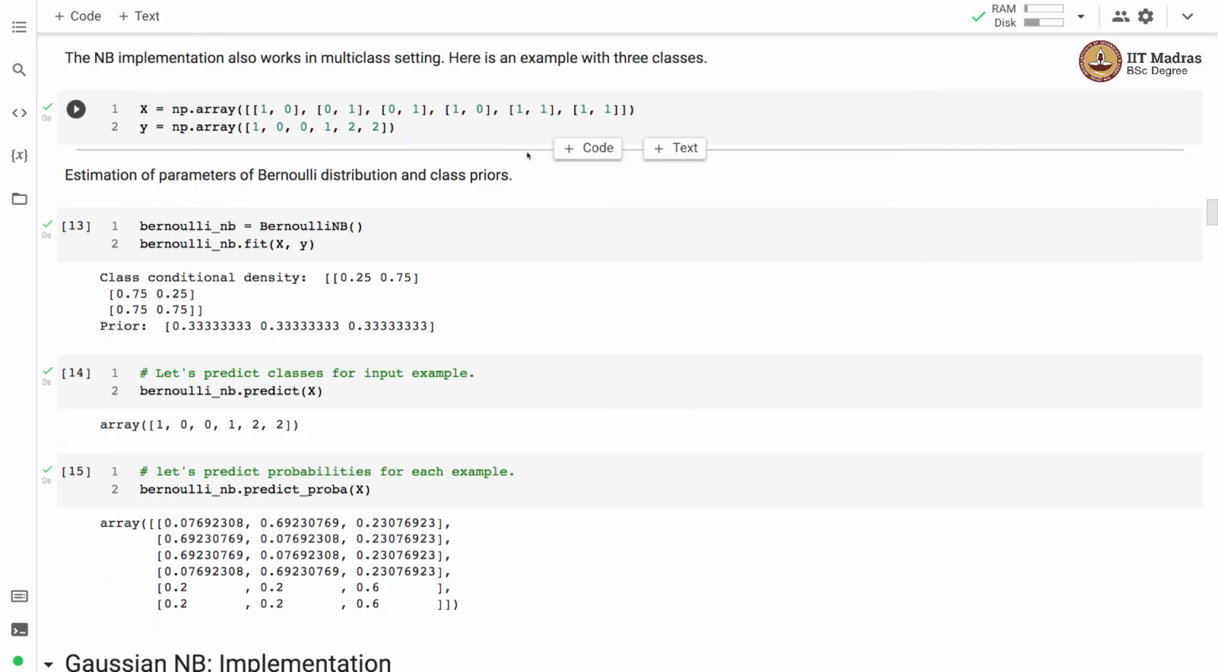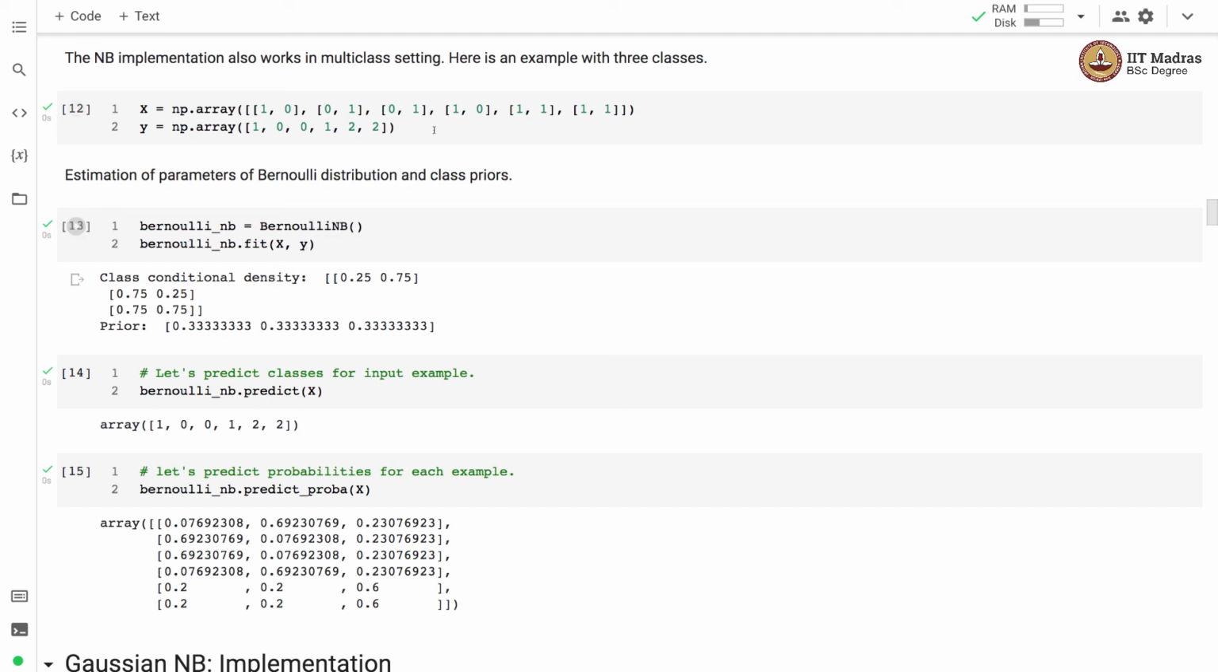So our naive Bayes implementation also works in multi-class settings. Here we have created a toy data set with 3 classes. We have 6 examples in all, and we estimate the parameters of the Bernoulli distribution and class priors. So we instantiate an object of the Bernoulli naive Bayes classifier. We call the fit function by passing the feature matrix and label vector to it.